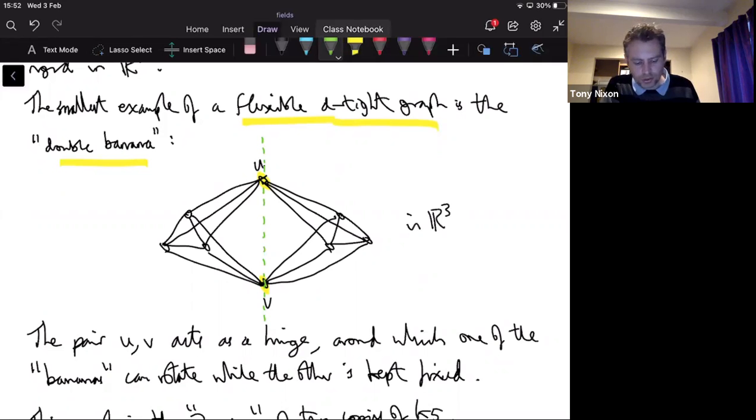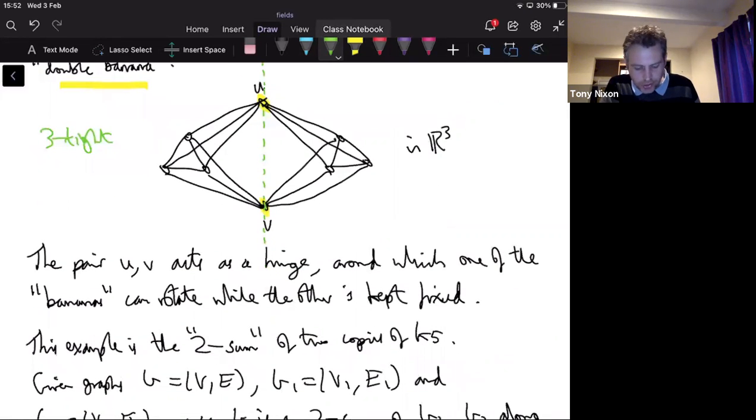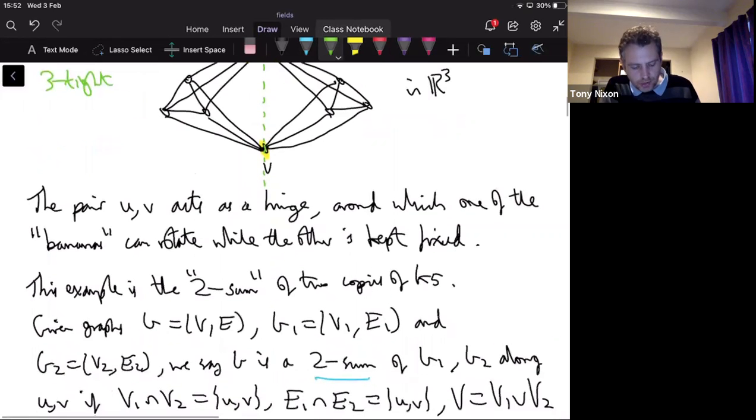But if you count up, it's got the 8 vertices and it's got 18 edges, so 3 times 8 minus 6 is exactly right, and all the subgraphs work as well. So this is 3-tight, but flexible. So it's not minimally rigid in R^3. And so, yeah, the pair UV acts as a hinge around which you can rotate one of the bananas. So it's kind of easy.